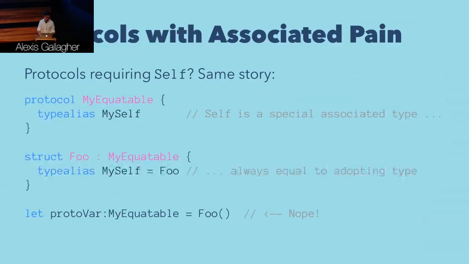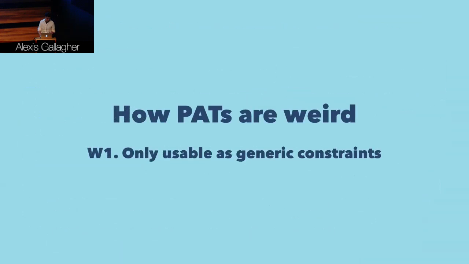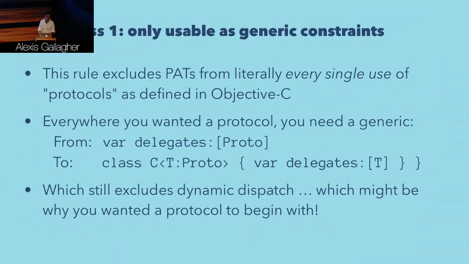What does it mean? The problem is that here, we're not using that protocol as a generic constraint. The protocol here called MyEquatable is being used as the type of a variable, with the variable protoVar. So what would it mean to use it as a generic constraint? It would mean this case here, right? So here, let's say I have my PAT protocol with an associated type or with a Self requirement. It's called Proto.